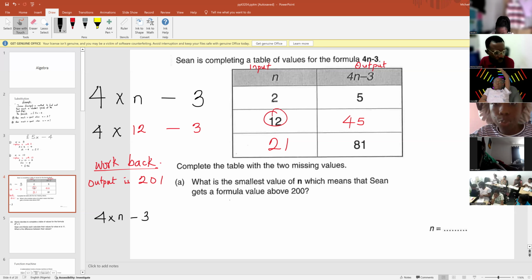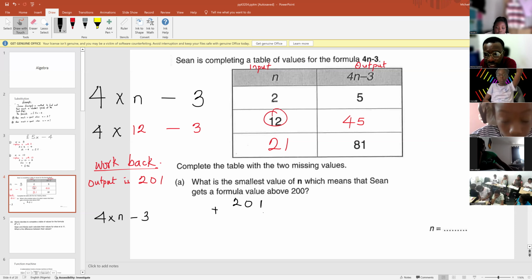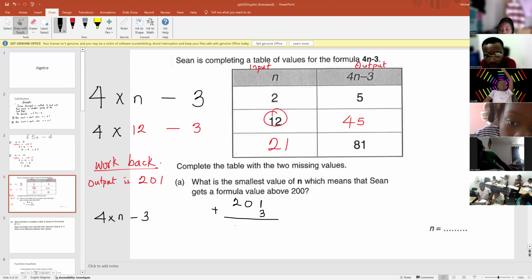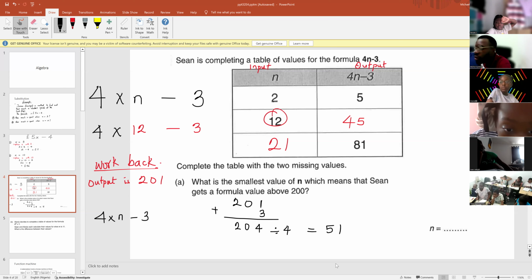So let's work it back from 201. Add 3. Yes, Naomi. Can I please go refill my water? Okay, go get water. That is 204. Then you divide 204 by 4. That would be 51. So the answer is 51. So how did you get 51?